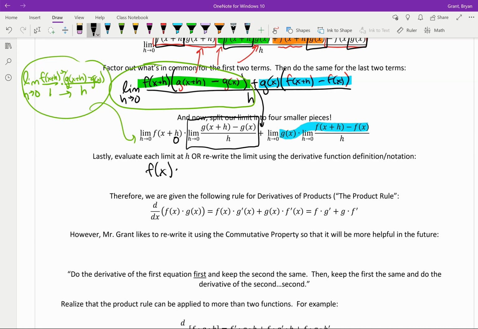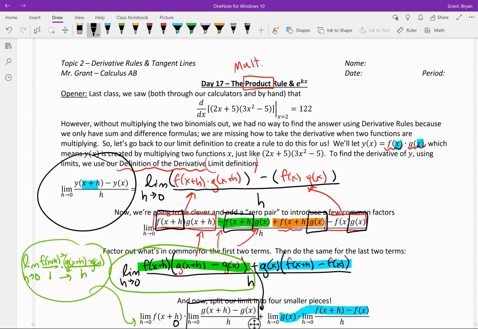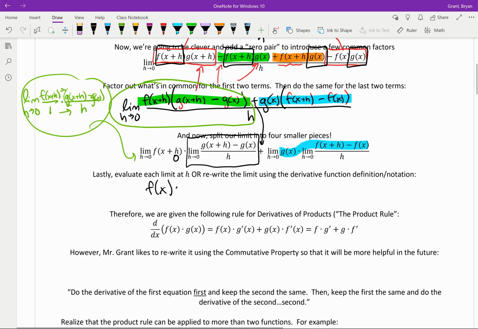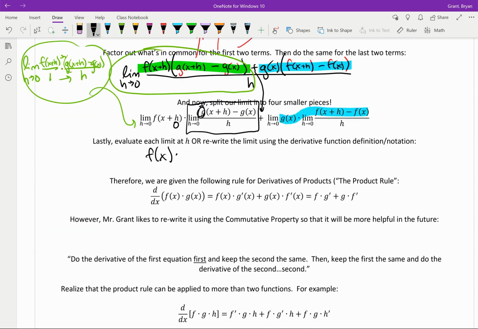This limit is the definition of the derivative. That's actually what we started with right up here. It's our definition of the derivative, but it's our definition of the derivative using the function g. And what does the definition of the derivative find us? What does this limit find? This limit finds g prime of x. That's the whole point of using this limit definition. It finds g prime of x. So we're not really reducing this.